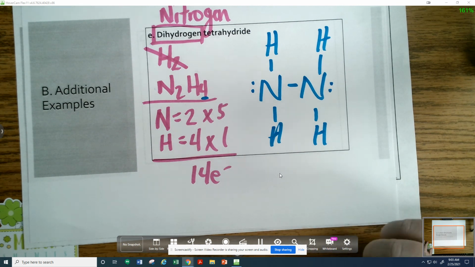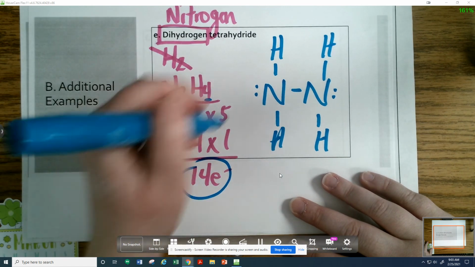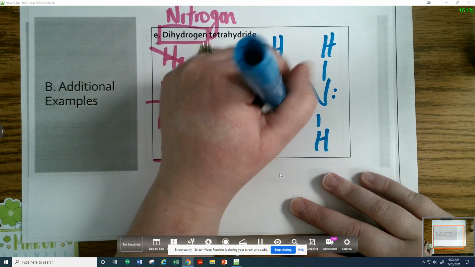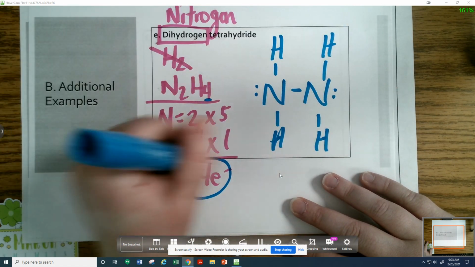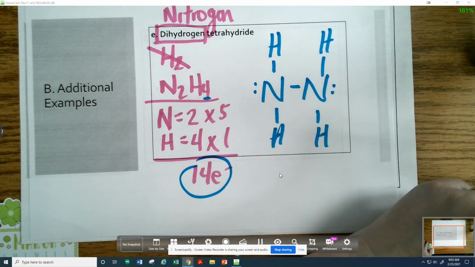So the last thing you want to always double check is make sure that we did not overspend our 14 electrons. So we have 2, 4, 6, 8, 10, 12, 14. All 14 electrons are used, all the octets are complete, and we now have a Lewis structure.